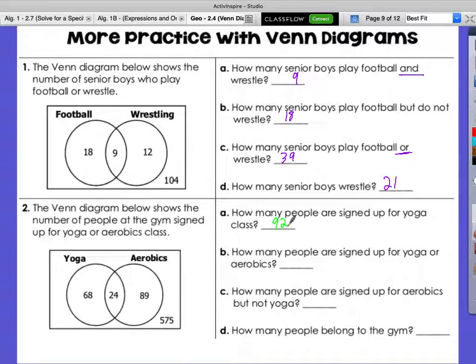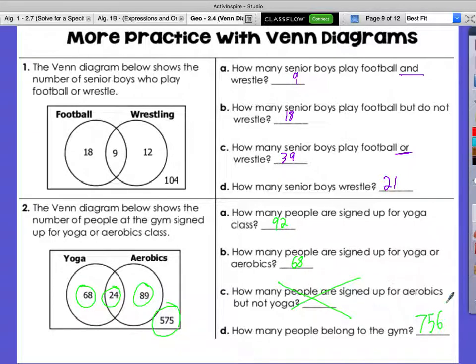How many people are signed up for yoga but not aerobics? 68. Okay. We're gonna skip letter C. How many people belong to the gym? We will need 68, 24, 89, and 575. We will need to add all 4 of those numbers because these are the people in these groups, and the people at the gym that just aren't a part of this, but they're still a part of the gym, they're doing their own thing. The number ends up being 756.